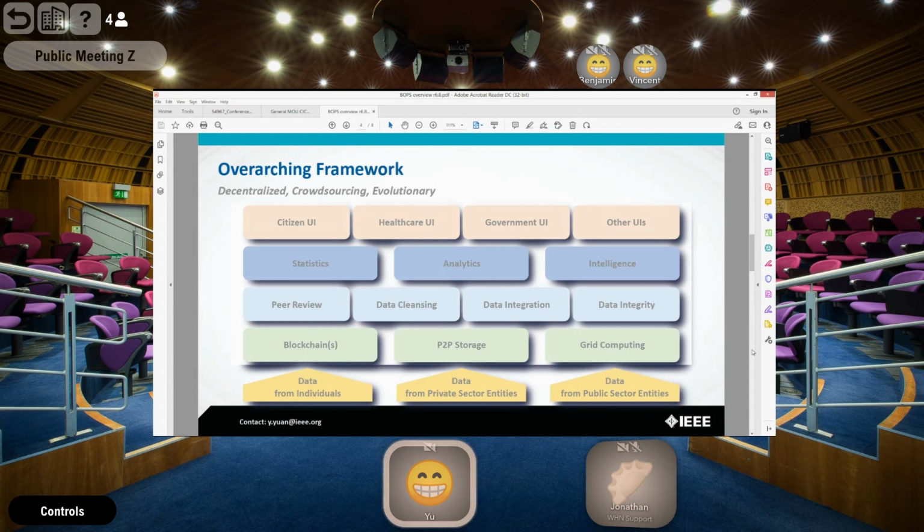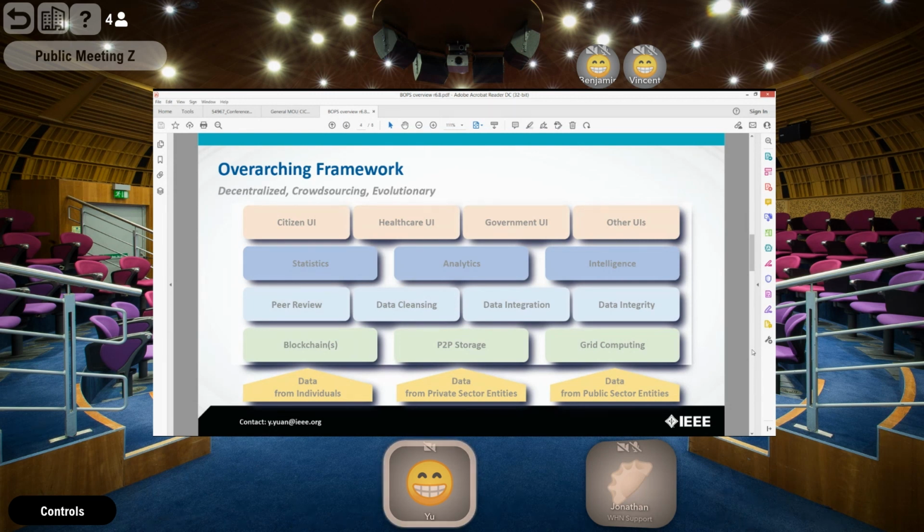On top of that, there will be modules like peer review, data cleansing, data integration, and data integrity processing. So based on cleaned data, we could do statistics, which is relatively simple, and we can do further analytics similar to business intelligence, things like that. But moreover, we could also have intelligence, including some artificial intelligence modules here to help come up with some brilliant conclusions or insights. And the top layer is a UI layer, user interface layer.